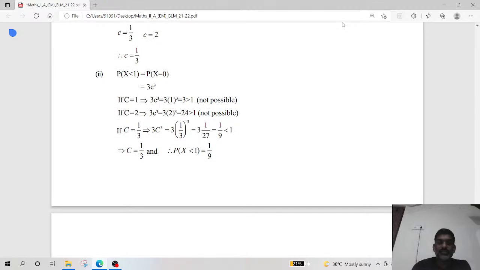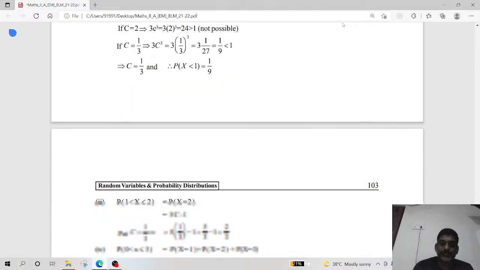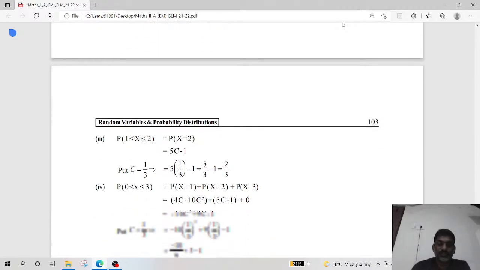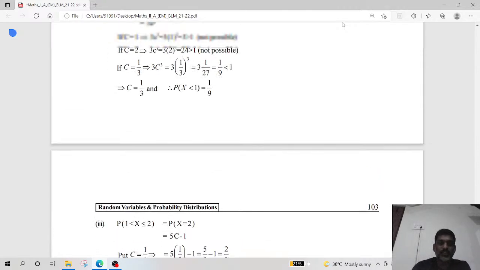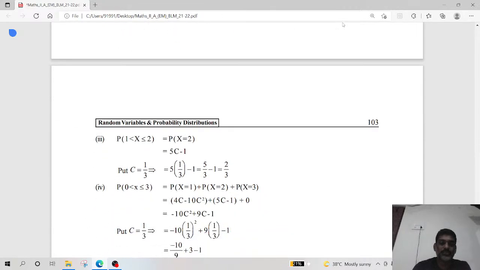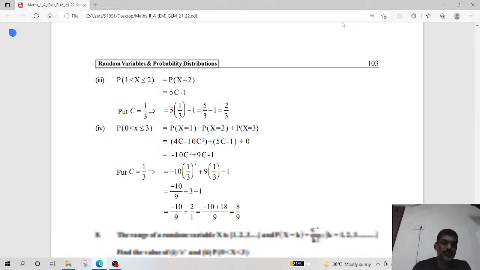First one, 3 we are getting, it is not possible. 24 we are getting, it is not possible. 1 over 9, yeah, that is okay. Next, P of 1 less than x less than or equals to 2, only x is equals to 5c minus 1. Again, substitute the values for 1 and 2, we cannot get the required answer, means the possibilities cannot come. So for 1 over 3 it is true.